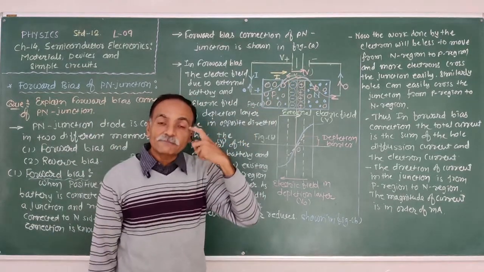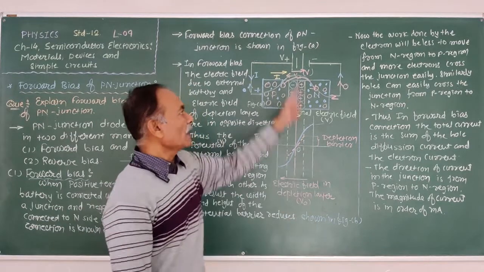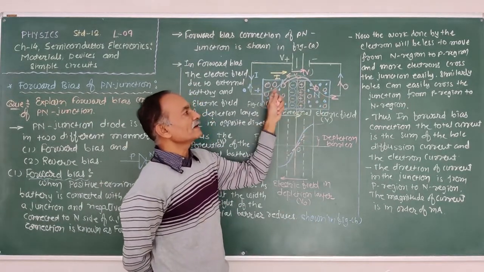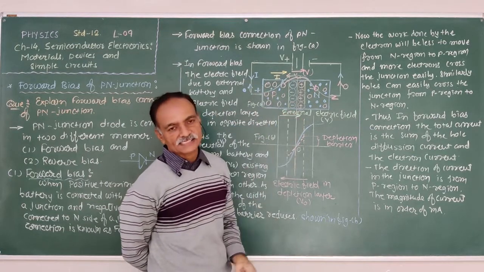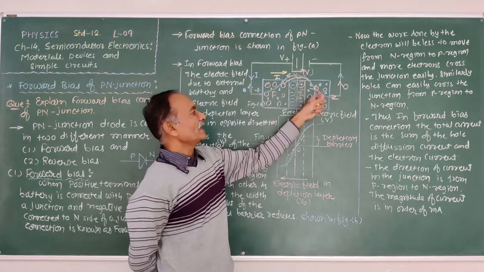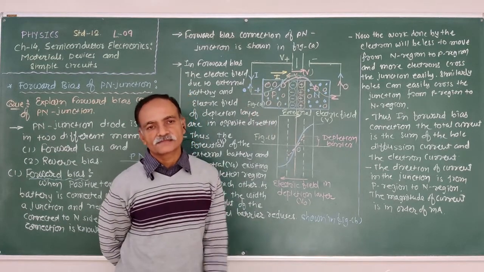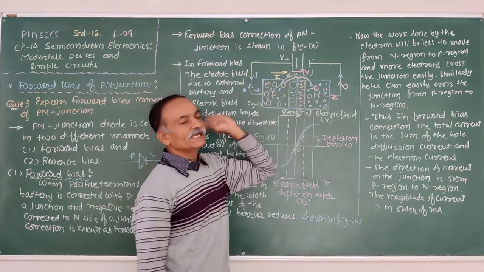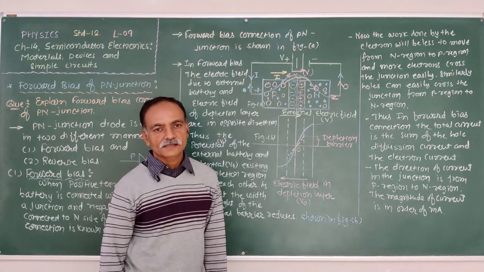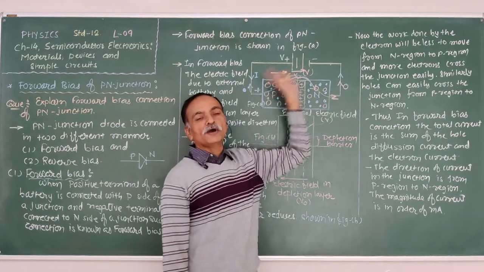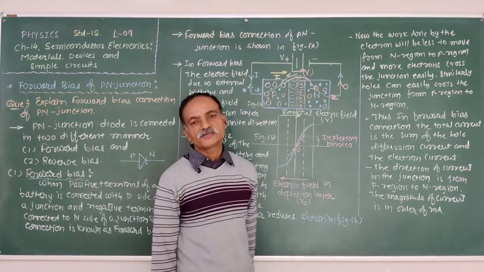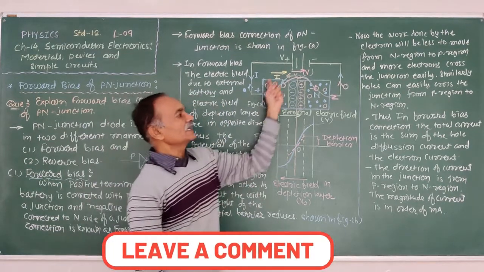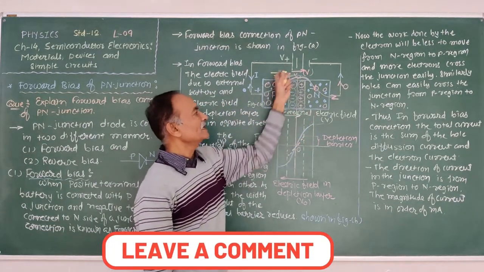So how is the electric current formed in this connection? Now, the work done by the electron to move from the N region to the P region is less, and more electrons can cross the junction easily. Therefore, more electrons can cross the junction. Similarly, the hole can easily cross the junction from P to N region.